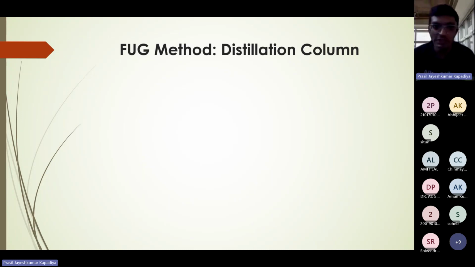Anyone knows the full form of FUG? I am sure the one who said that. FUG: Fenske, Underwood, Gilliland. Okay, Fenske. What is the significance of Fenske? Minimum number of trays. Yeah, minimum number of trays. Underwood? Reflux ratio. And Gilliland? Actual number of stages. Okay, let's see.